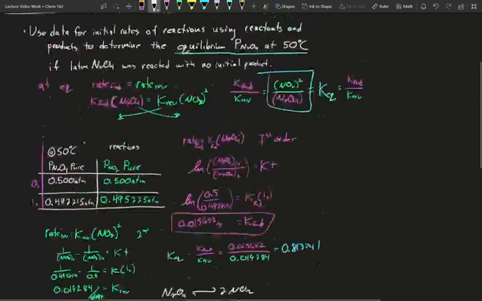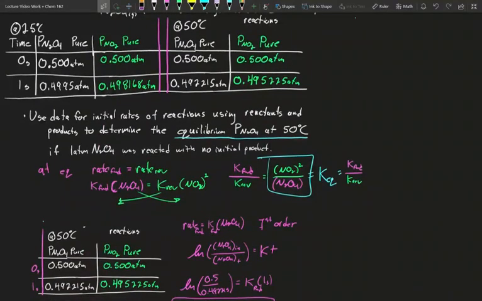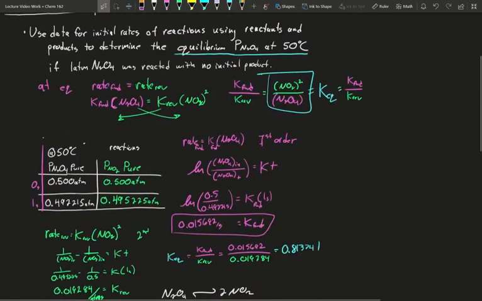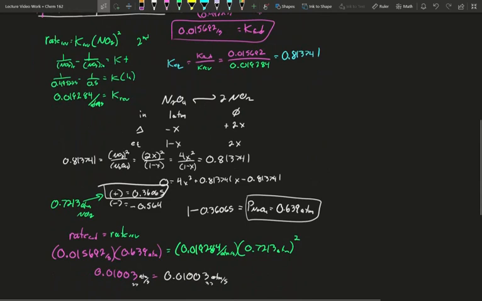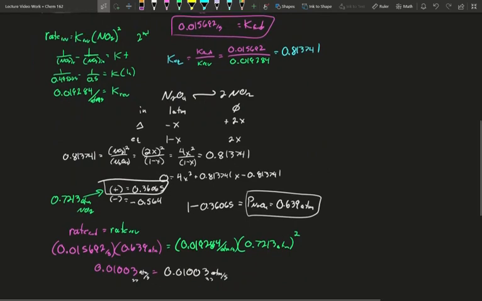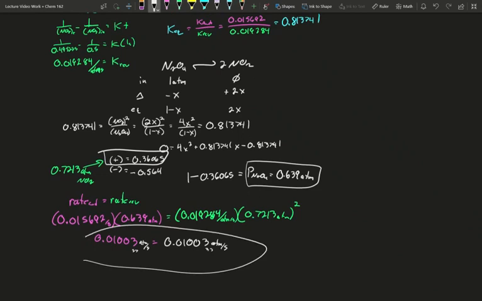So despite using only a bit of rate data, how much the concentrations of the pure material changed over 1 second, we're able to use these relations and the elementary reaction steps to calculate out what the equilibrium constant should be based on the rate constants. Use that equilibrium constant to find the concentrations, or in this case, the partial pressures, of our product and our starting material. And we can even plug those back into our rate expressions to see that they do, in fact, come out equal to each other.